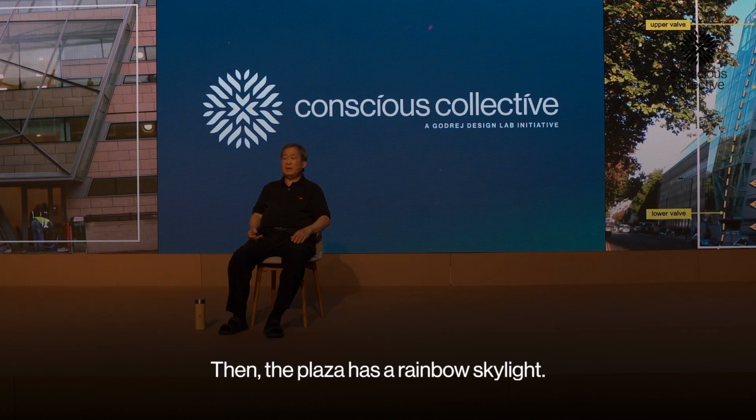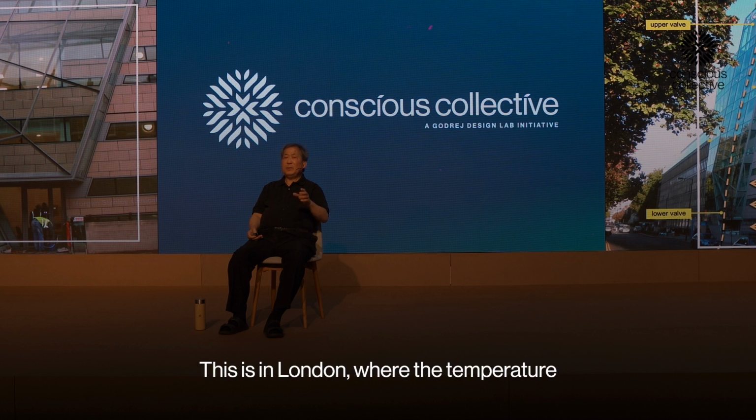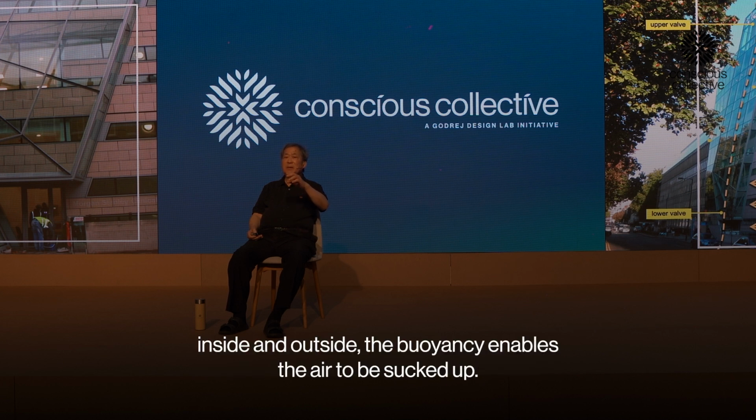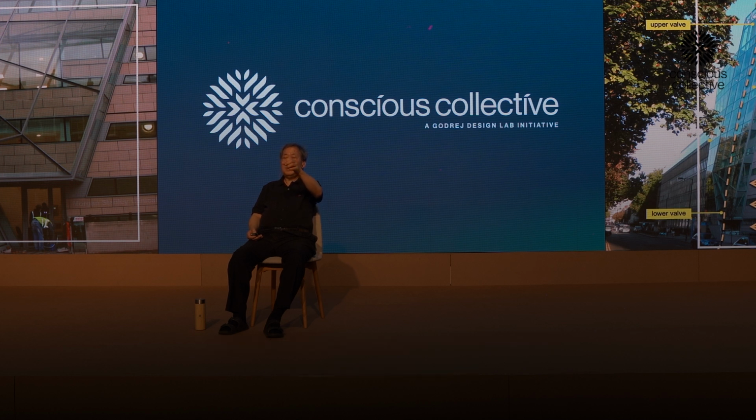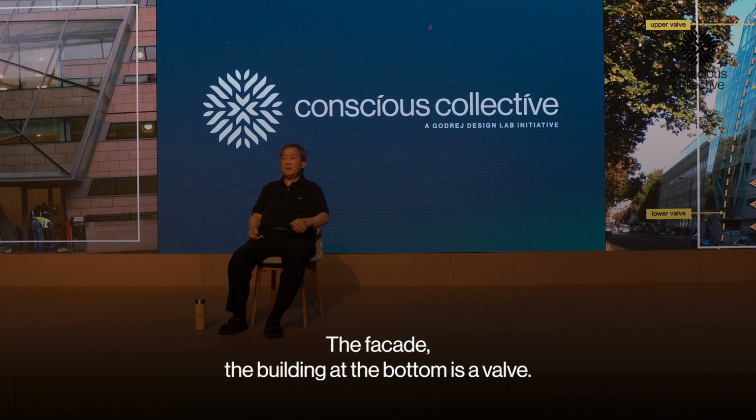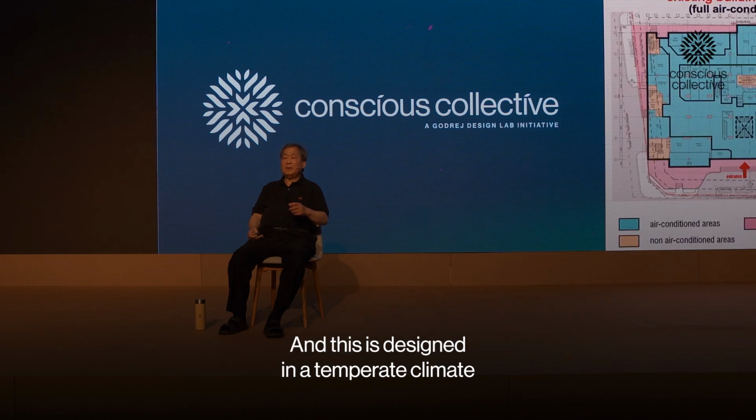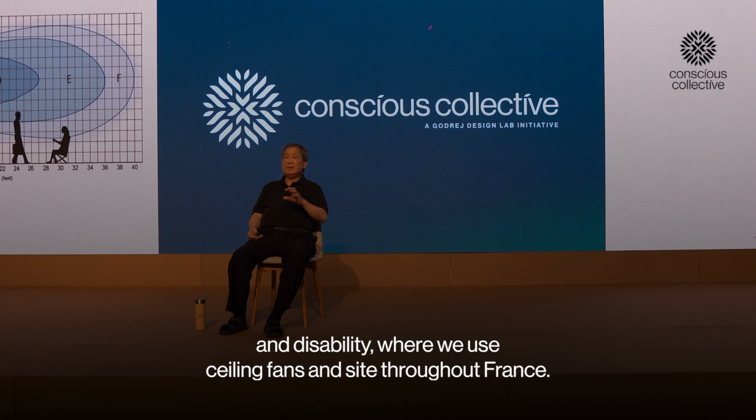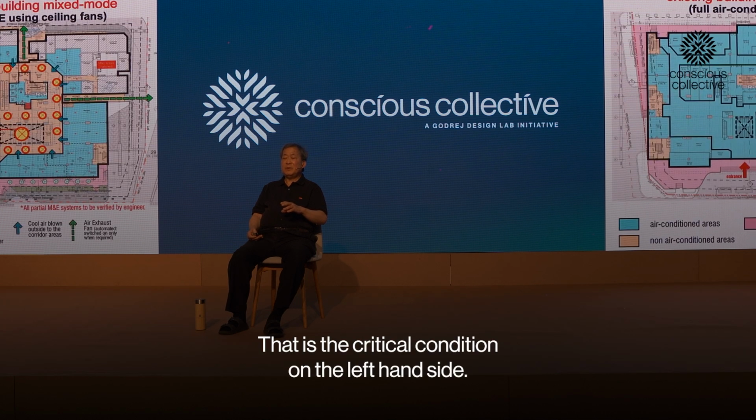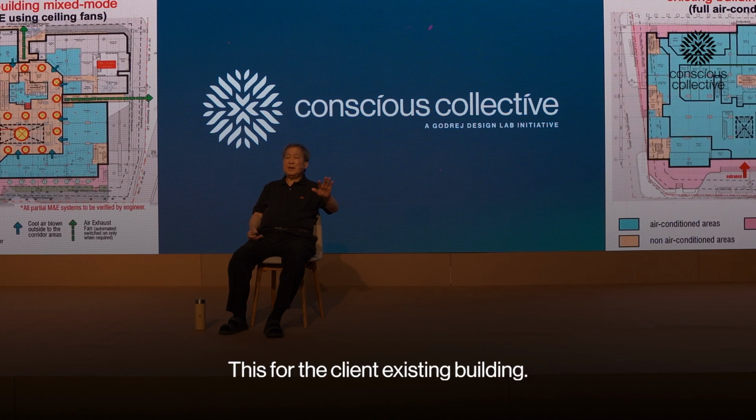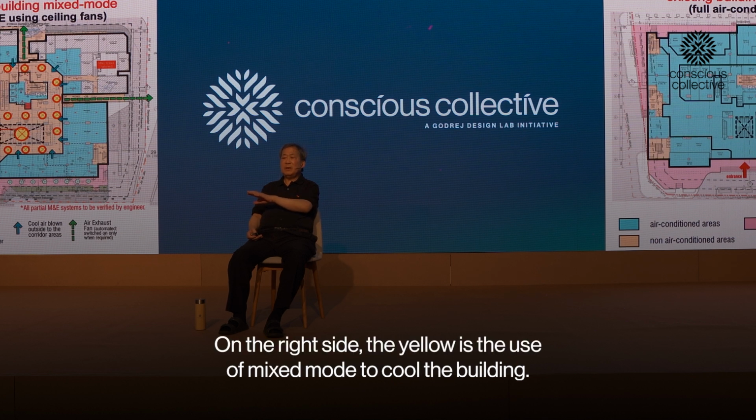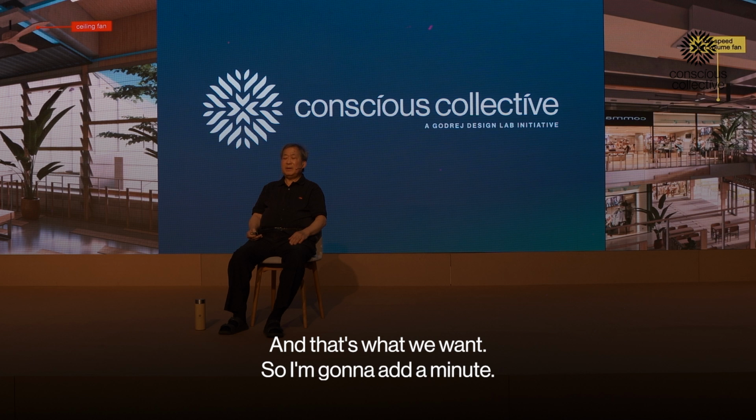This is in London where, because of the temperature difference inside and outside, the buoyancy enables the air to be sucked up. So we created a glass ducted facade on the building. At the bottom is a valve, and this is designed for a temperate climate. And this is a building where we use ceiling fans and side throw fans to create a comfort condition. On the left-hand side is the client's existing building. On the right-hand side, the yellow is the use of mixed mode to cool the building.